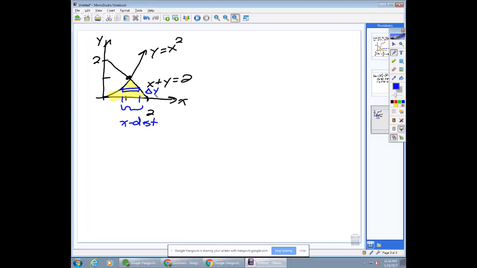The nice thing about integrating with respect to y instead is this curve right here is on top the whole time as x increases, and this curve right here is at the bottom the whole time. So if we write these as functions of y instead of functions of x, we can do it in one integral. What would happen if I solved that one up there for x to get a function of y? I get the square root of y.